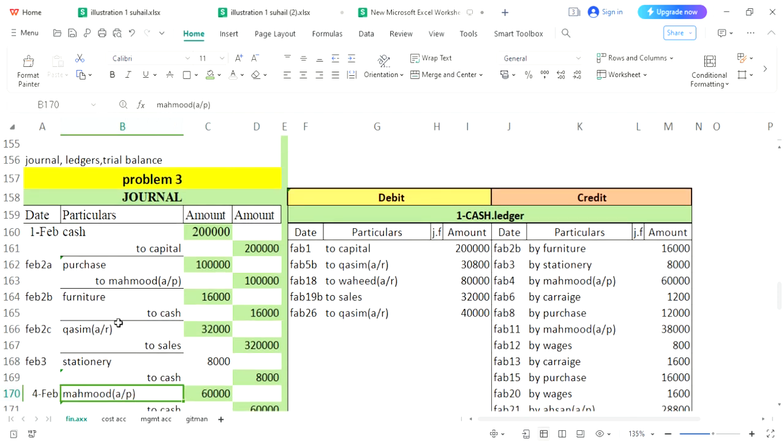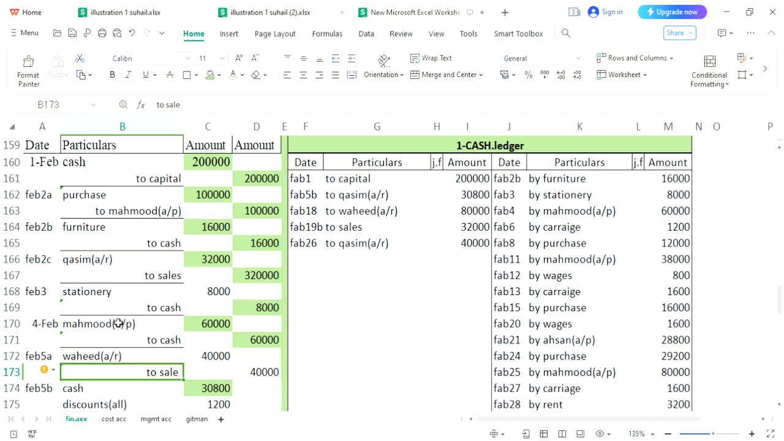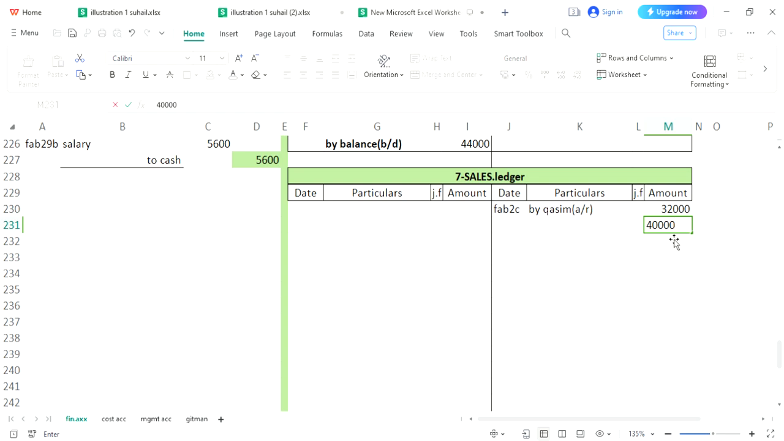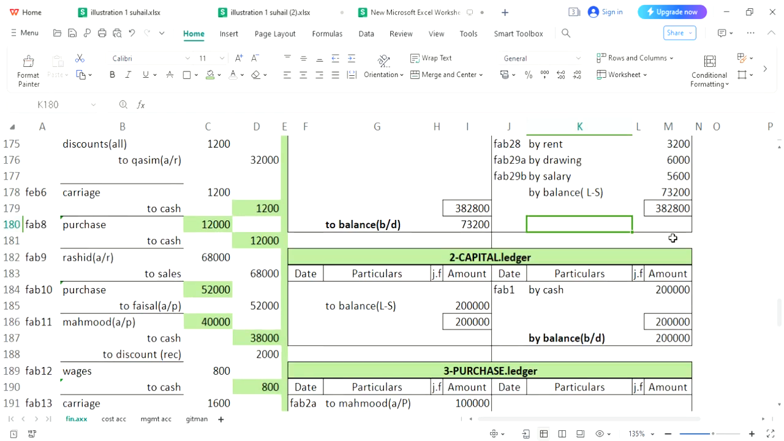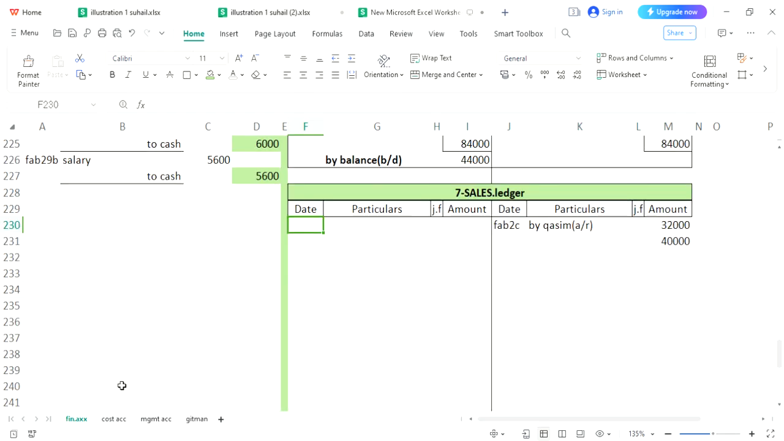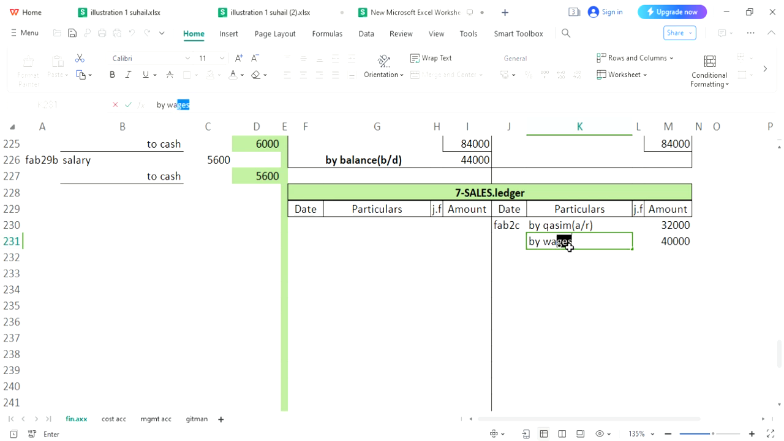Now start our search for sales again. Yes, we have found out sale is credited by 40,000. We will go to our ledger and write 40,000 in the credit column. Now see what was the reference of 40,000. Here sale was credited. What is written on the opposite side? Waheed account receivable. So we will use the name of Waheed, who was our account receivable, as reference. In this way reference is completed.